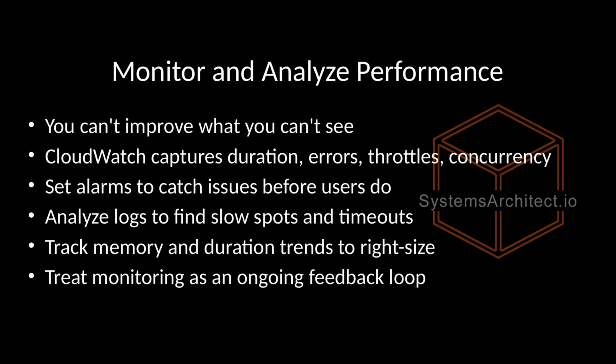4. Monitor and analyze performance. You cannot improve what you cannot see. Amazon CloudWatch automatically captures Lambda metrics like duration, error rate, throttles, and concurrency. Set alarms so you hear about problems before your users do, and analyze logs to find the slow spots. Treat this data as an ongoing feedback loop, not a one-time check at launch.